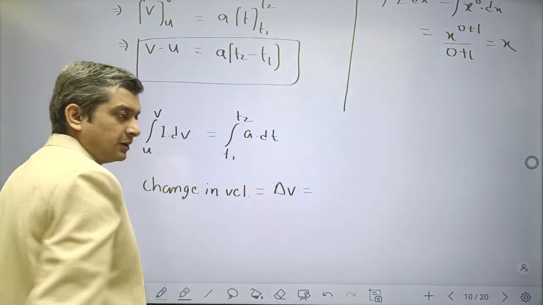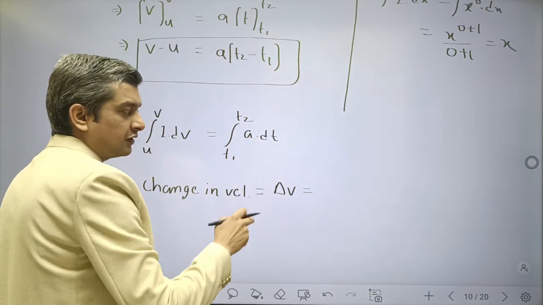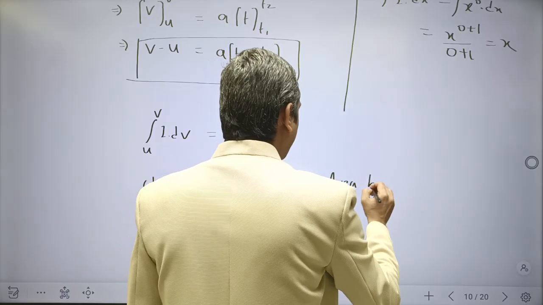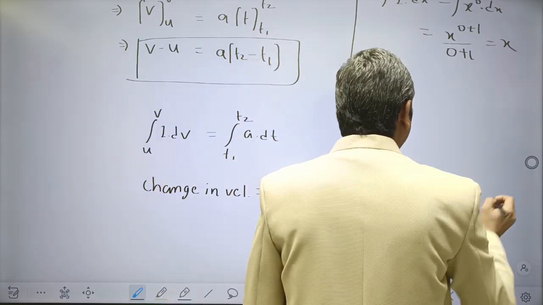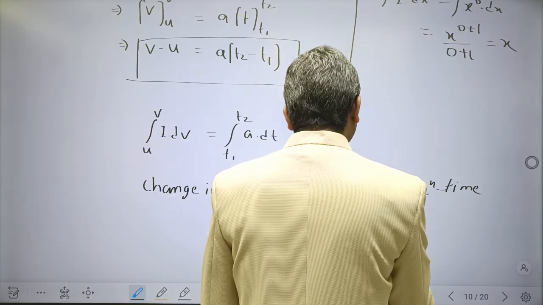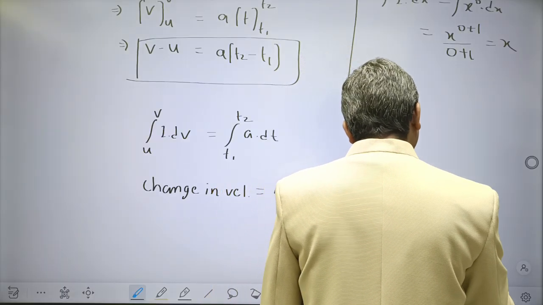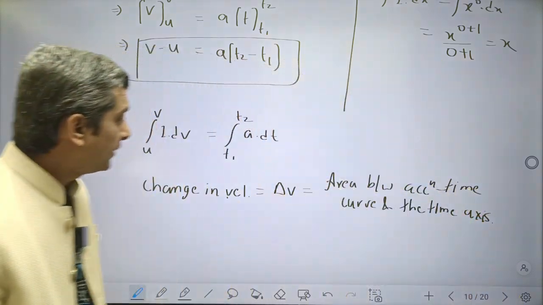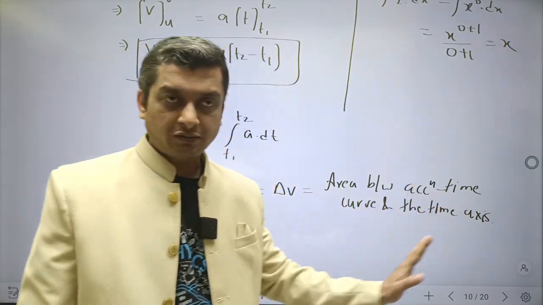And this relation, are you observing? If you take y-axis as acceleration and x-axis as time, then this will give area between the acceleration time curve and the time axis. Now this is again an application of integration. Are you getting? So what is change in velocity? Area between acceleration time curve and the time axis.